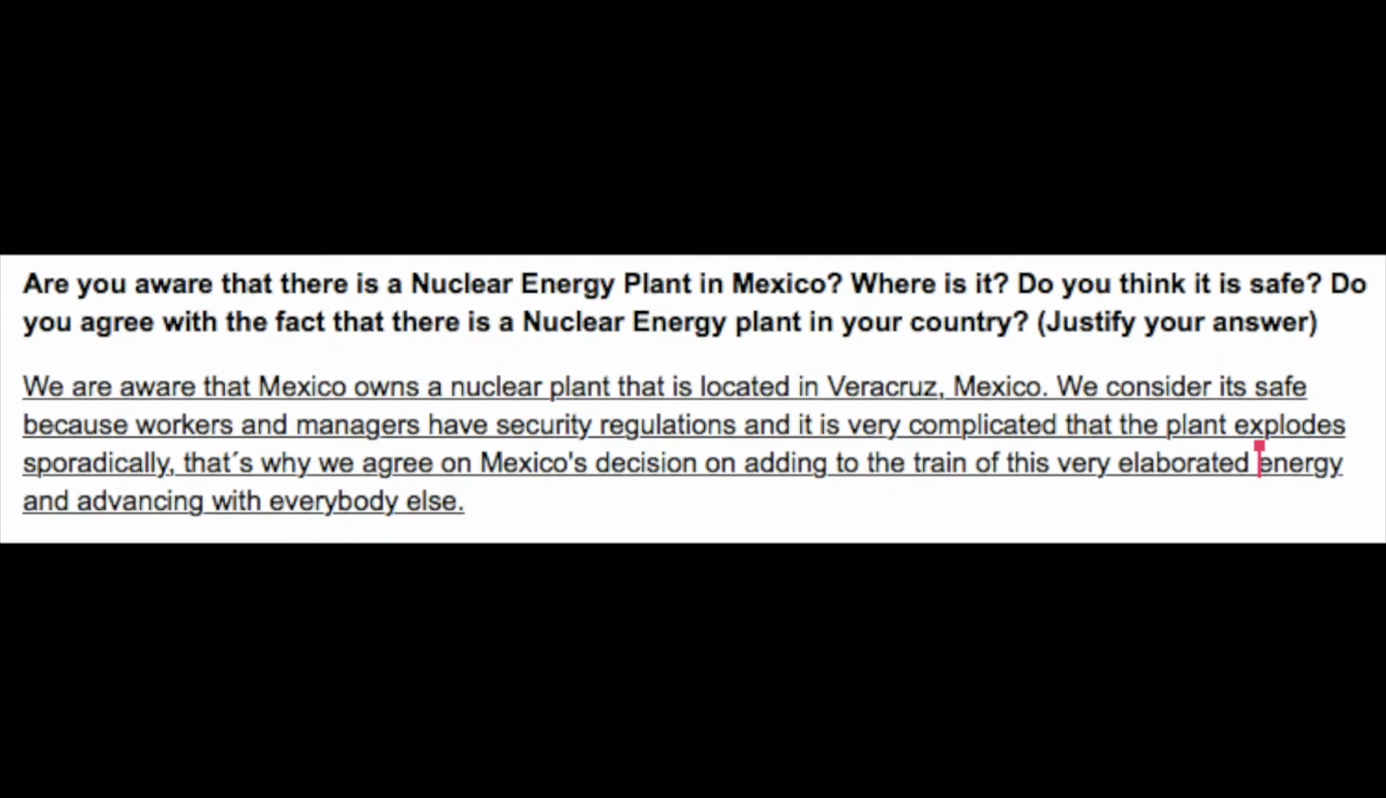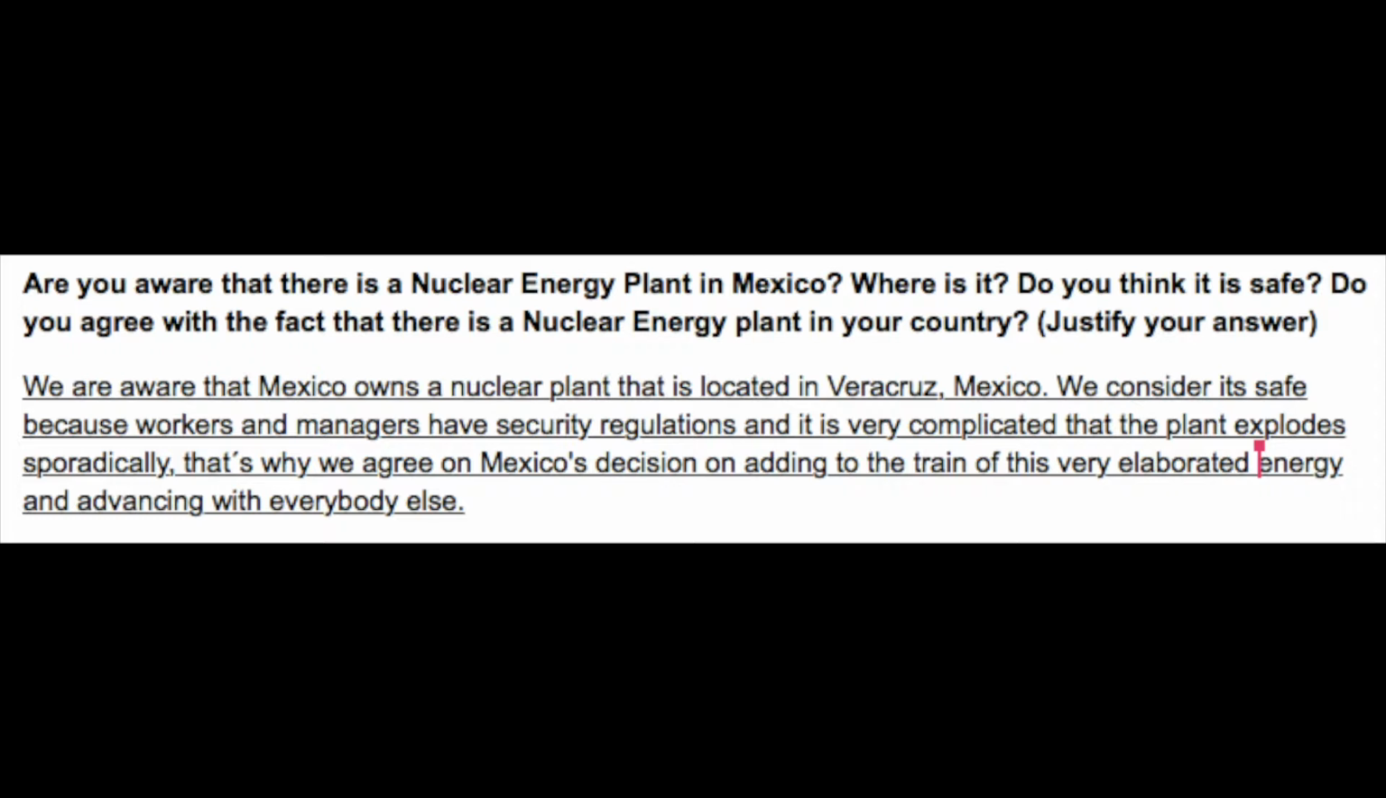We are aware that Mexico owns a nuclear plant located in Veracruz, Mexico. We consider it safe because workers and managers have security regulations, and it is very unlikely that the plant explodes sporadically. That's why we agree with Mexico's decision on adding to this very elaborate energy and advancing with everybody else.